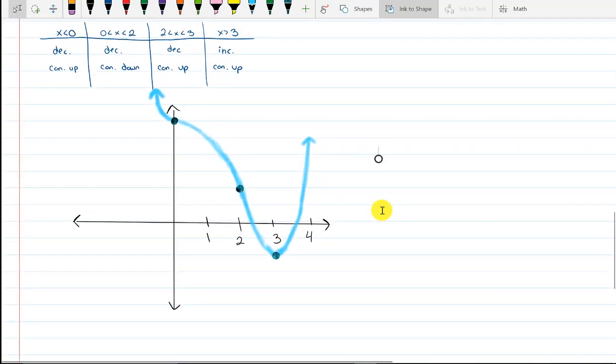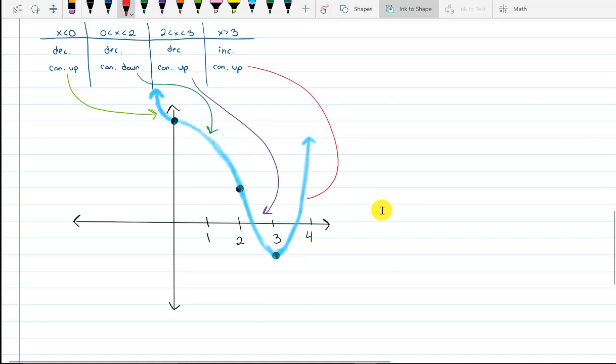And now I'm going to identify which piece of the graph goes with which piece of the table. This piece goes with right here. This piece goes with right here. This piece goes with right here. And finally, this piece is this side right here. That's how I got all the pieces of my graph.